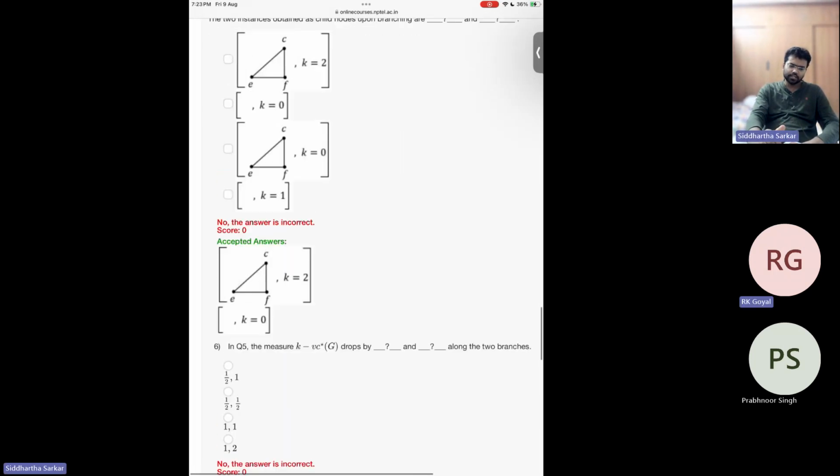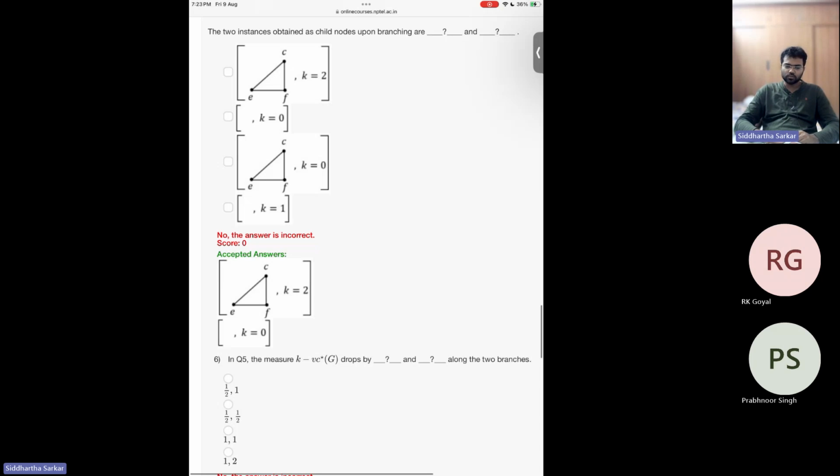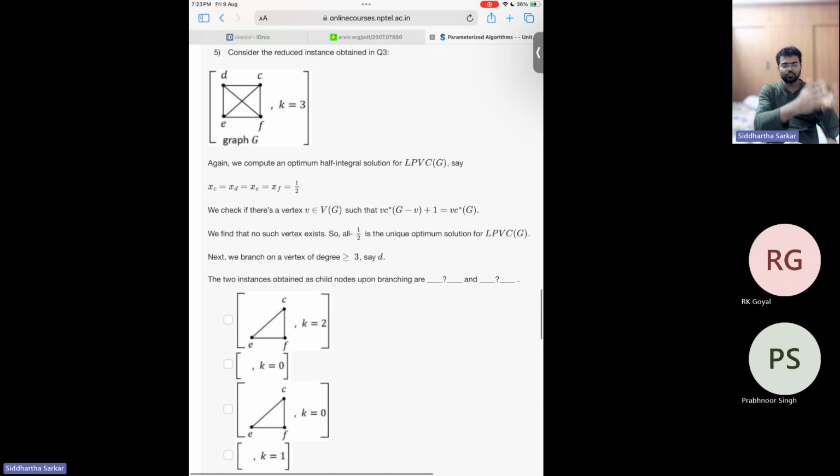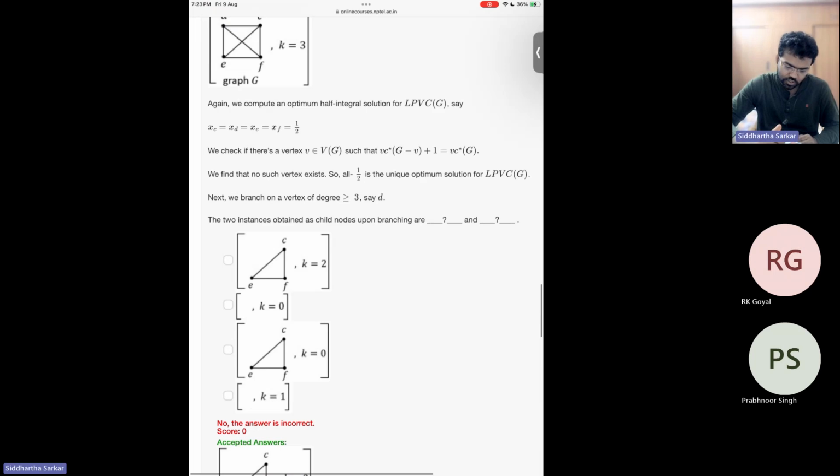So continuing on the same line, now they're questioning that, so when we were at this stage, when our reduced graph consisted of this graph, PDEF forming a clique, at this point we could not apply this LP heuristic, this reduction rule, because of the reduction in this quantity. Now I'm looking at question number 6. So in question 5, the measure K minus VC star of G dropped by how much along the two branches?